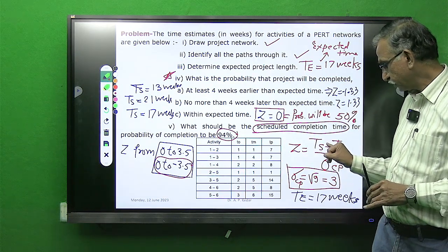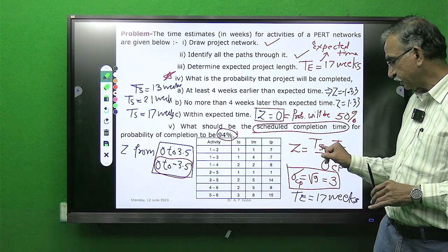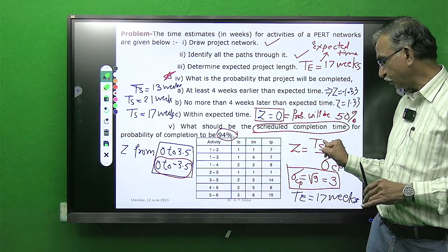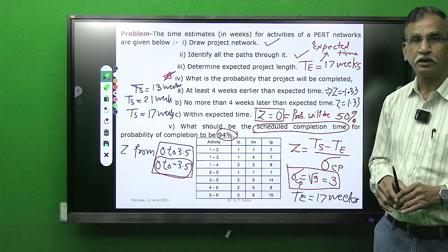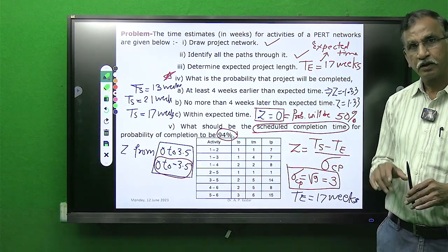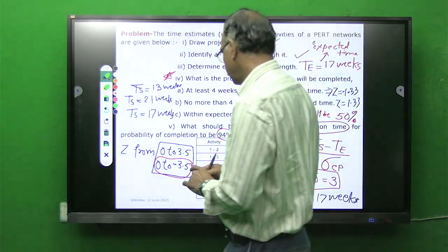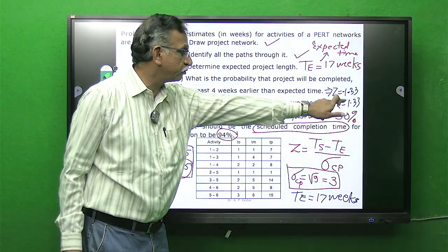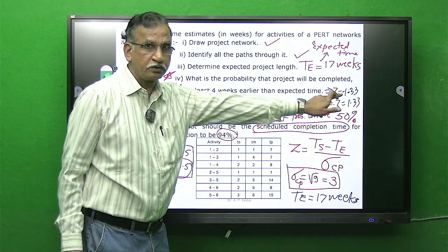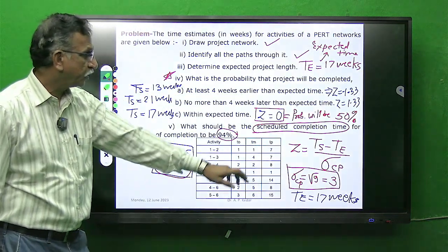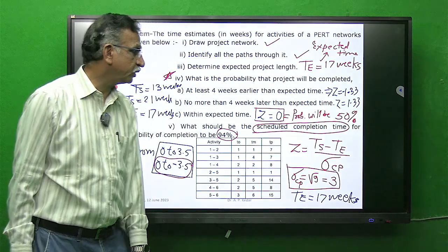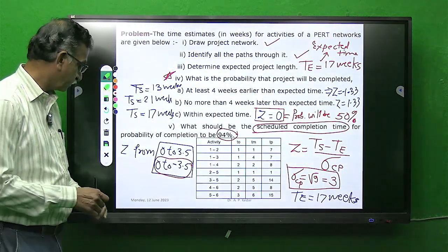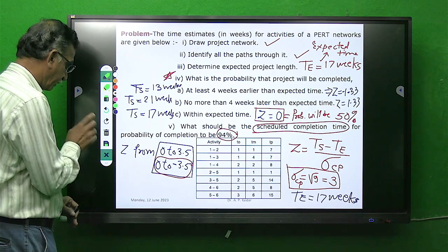Based on this TS minus T, I got the value of z for this probability. Only unknown is TS. TS can be estimated. We'll see how. Now keep for the time being these three values ready in your mind: Z equal to minus 1.33, then Z equal to 1.33, and Z equal to 0. See how to move ahead.